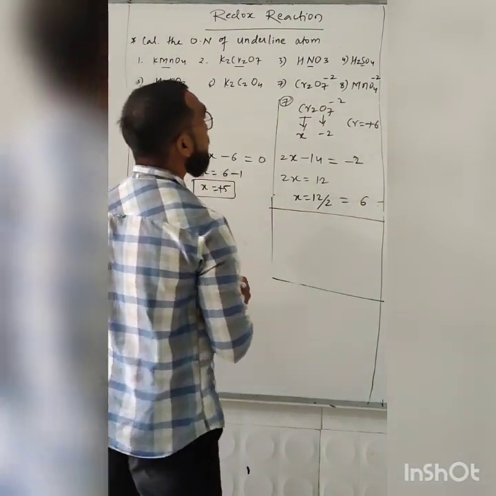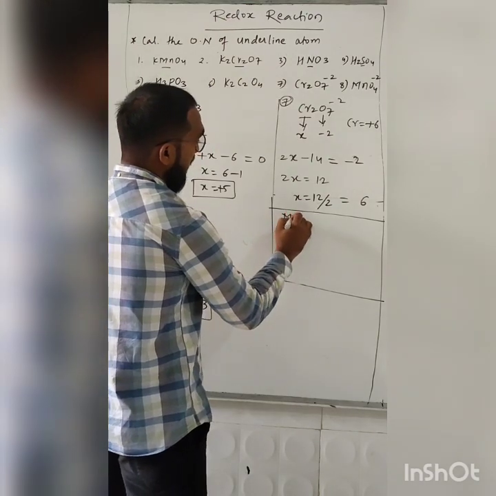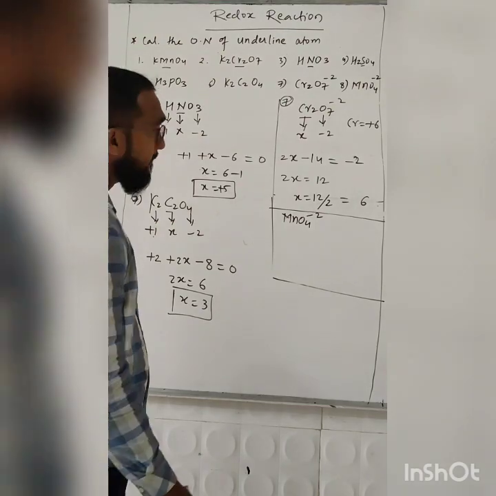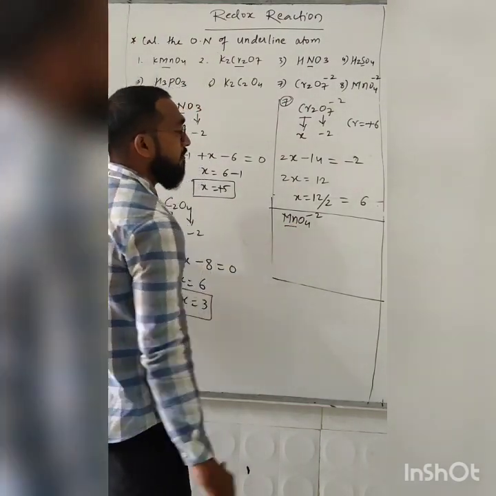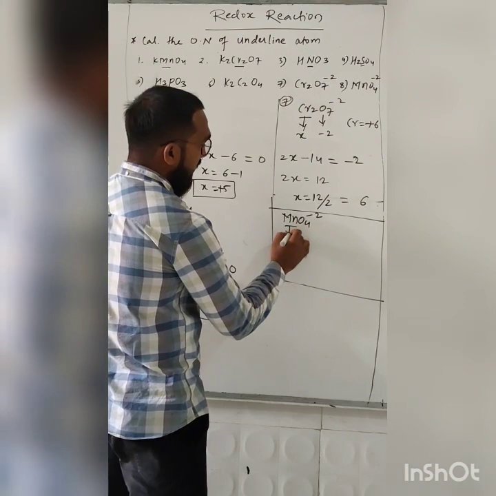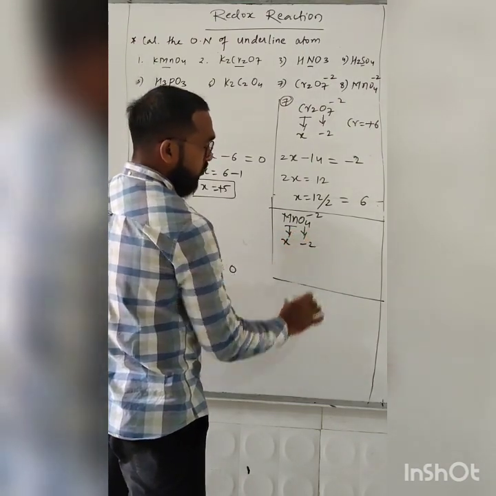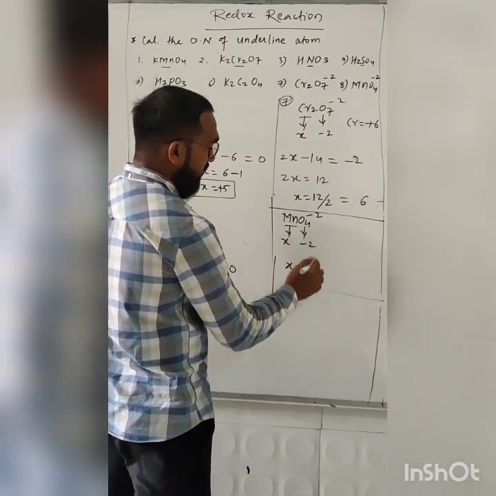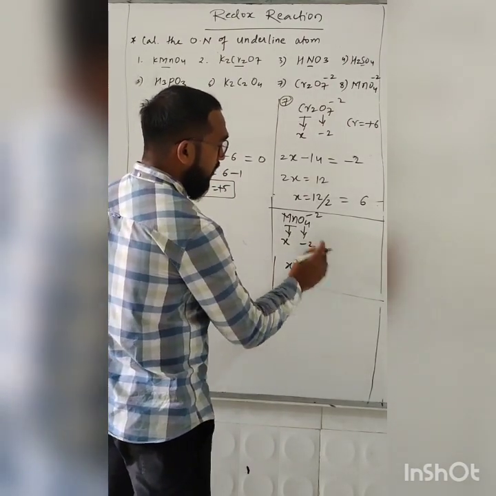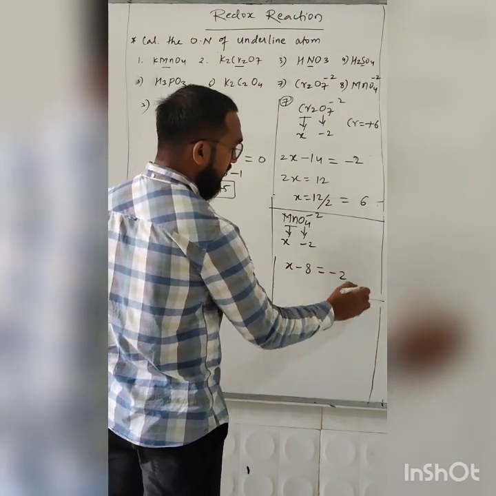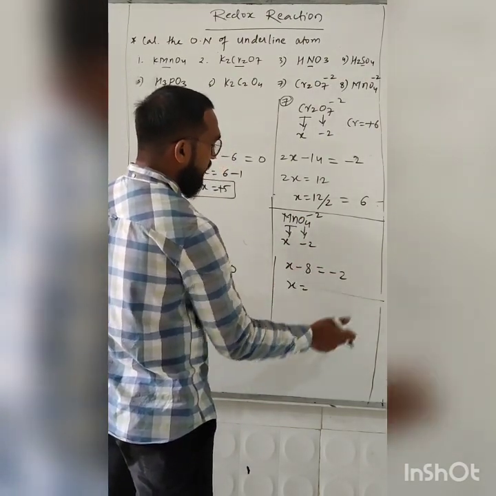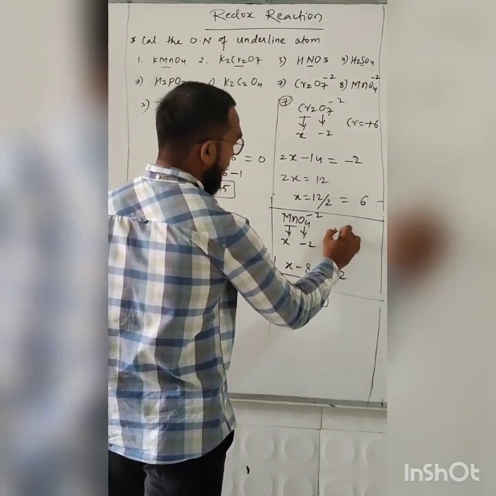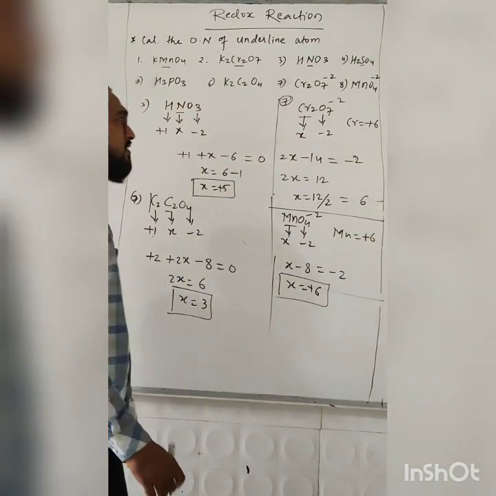Last example, that is MnO4 -2. Once again we have to find out the oxidation number of Mn. So for Mn I take x, oxygen is -2. So here x, minus 2 4s are 8, minus 8, and the molecule has a charge that is minus 2. So x will be minus 8 plus 8, that is plus 6. So Mn has plus 6 oxidation state.